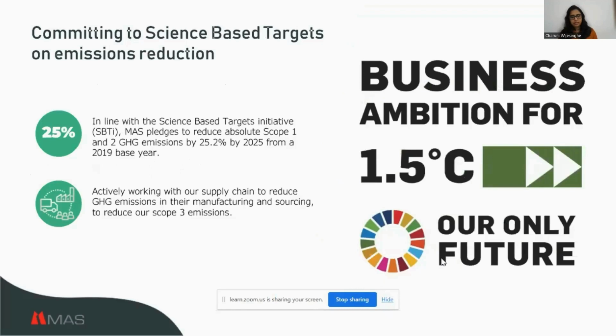So other than this champion biodiversity, as I explained to you, they are also committing to four other pillars in the Plan for Change, the planet, change for good category. One of them is the commitment to the Science Based Targets initiative on emission reductions. So in line with science-based targets, we have pledged to reduce absolute emissions by 25% by 2025. So we are working on this by reducing our absolute emissions.